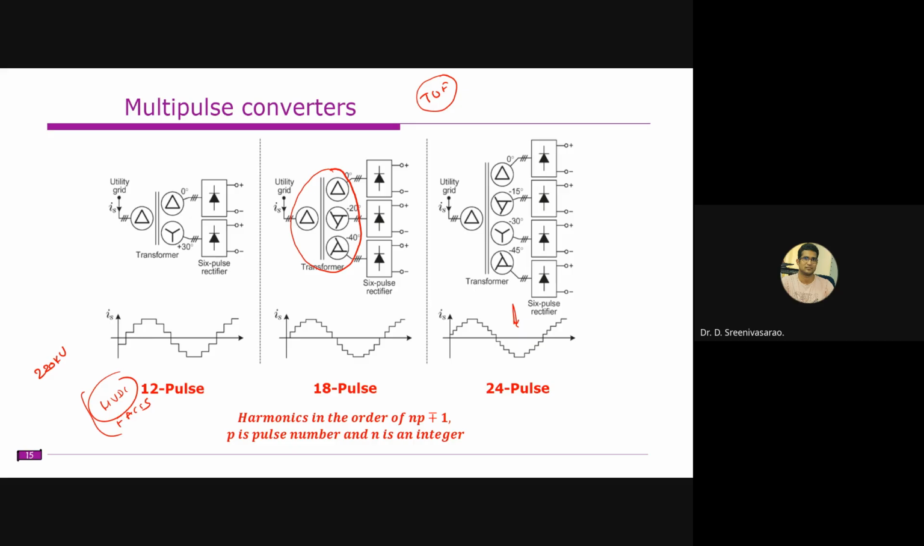Nowadays, HVDC is also no longer using this. By using modular multilevel converters, we can overcome this problem of using transformers.